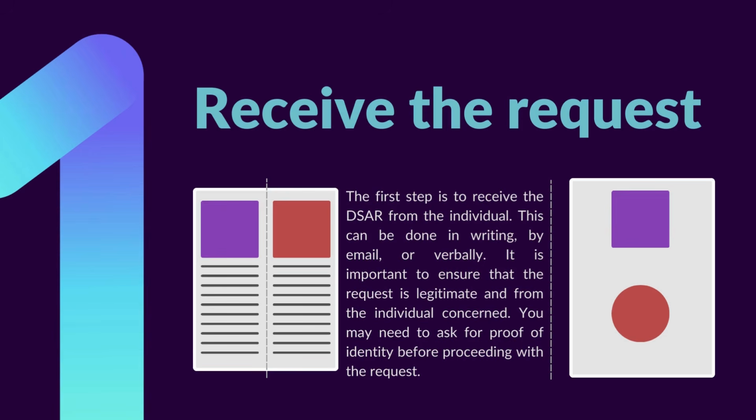The first step is to receive the request. The first step is to receive the DSAR from the individual. This can be done in writing, by email, or verbally. It is important to ensure that the request is legitimate and from the individual concerned. You may need to ask for proof of identity before proceeding with the request.